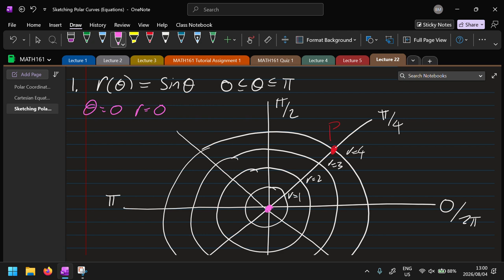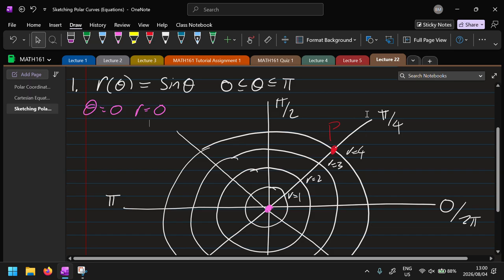Now we're going to move counterclockwise, going around this diagram. And for each angle, we're going to be looking at whatever the radius will be. So let's look at pi over 4 over here. So here's pi over 4. What will the radius be when theta is pi over 4?